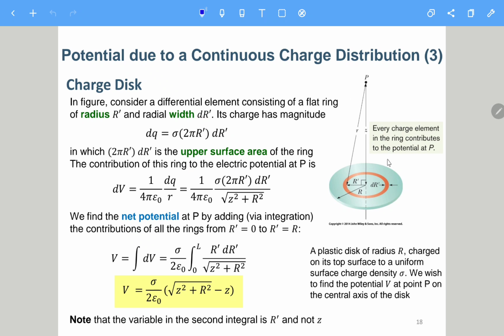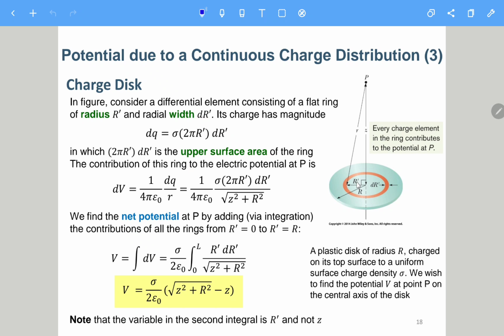Here we see this charge disk again. In chapter 22, we tried to calculate the field of this disk by separating it into many rings with different radii and integrating from 0 to R, so that we could find the E field. If we let the radius of the disk be infinite, it becomes an infinitely large plate, and it will generate a constant E field, if you still remember.